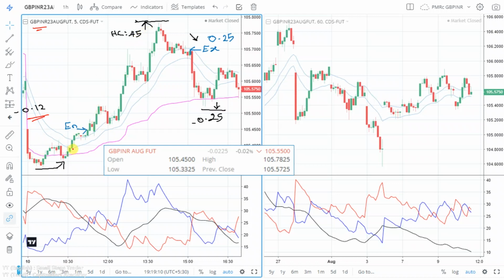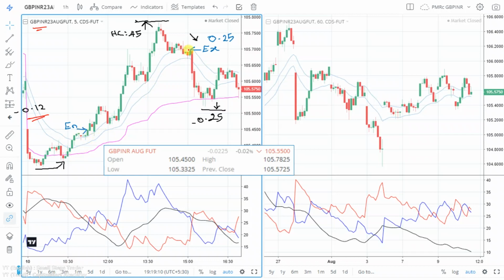So the entry point came around 105.45, around 11:30 we can say, because the price is well away from the VWAP and also came above the EMA channel. Those who would take a risky entry would have taken it here, with a stop loss at VWAP. The comfortable entry is here, 105.45.